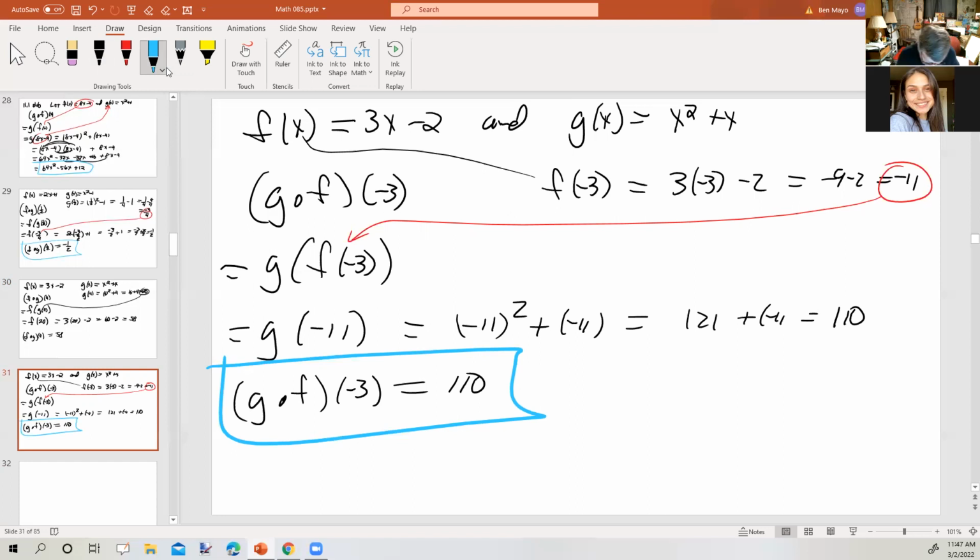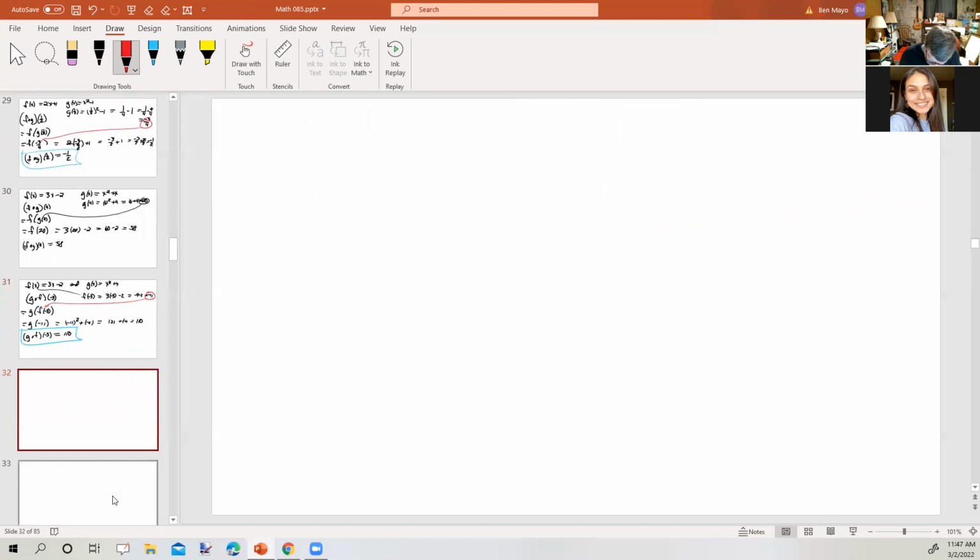All righty. Suppose, whoops, I keep getting the wrong colors here.